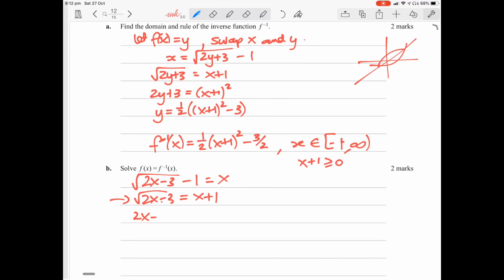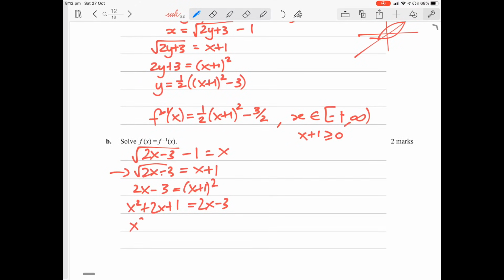2x minus 3 is equal to x plus 1 squared. x squared plus 2x plus 1 is equal to 2x minus 3. x squared, 0x, plus 4 is equal to 0. What have I stuffed up?